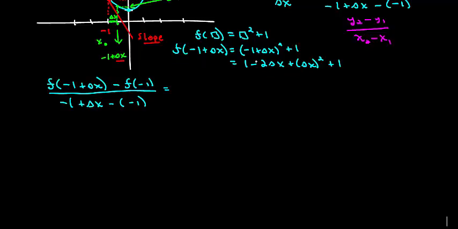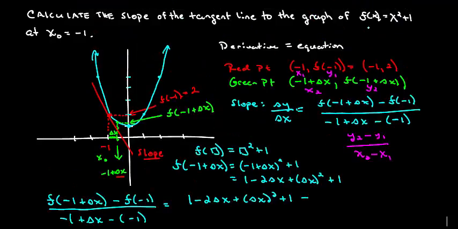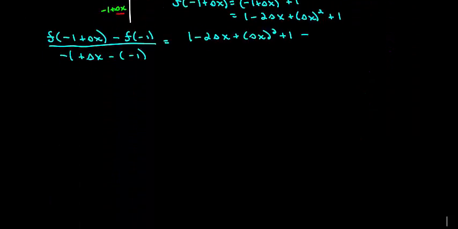If you don't see that, you need to go back through and actually multiply this out. So that's this first guy right here. So that's going to be equal to 1 minus 2 delta x plus delta x squared plus 1. Now we have to subtract f at negative 1. Well, we know f at negative 1 has a height value of 2. So we're going to have to subtract 2. And then we're going to divide it by negative 1 plus delta x minus a negative, which is plus 1.